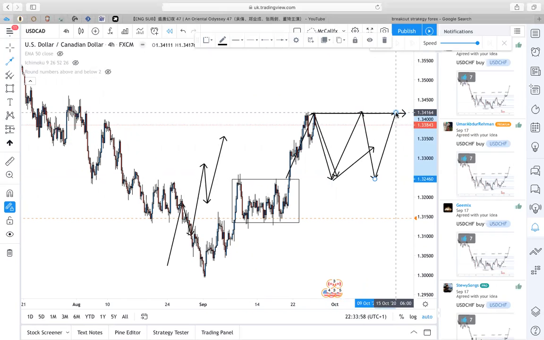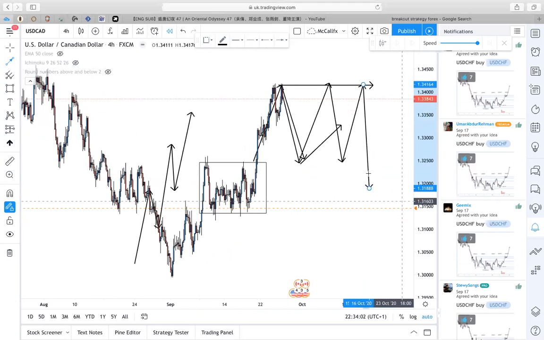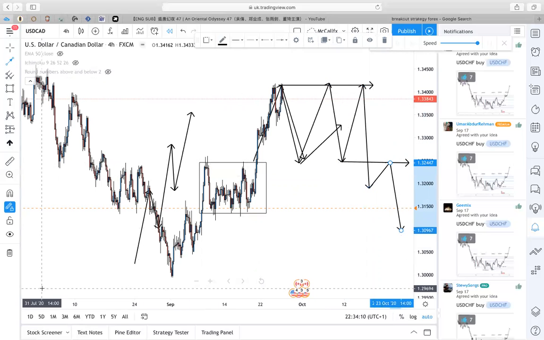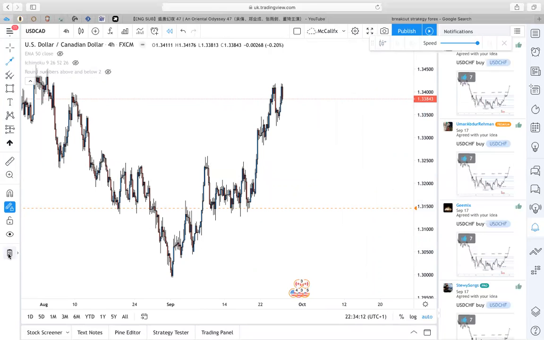Keep ranging until price breaks. So if price should break down, this is starting a new trend. I'm expecting price to get back to this level and do what? And sell. All right. So if you guys have any questions, just let me know. I think this is going to be it for today. If you have any questions, just let me know.